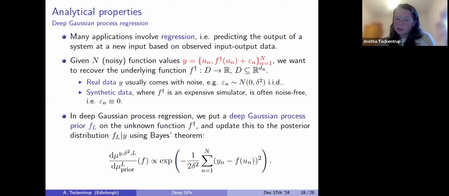In deep Gaussian process regression, the prior that we put on the function is then a deep Gaussian process. And then we can do the same as before: we can use Bayes' theorem to update the prior to a posterior. In this case, the data that we have would be these function values y. So f† here is unknown. We put a deep Gaussian process prior on f†. We condition that prior on this data y, and that gives us a deep Gaussian process posterior, which you can again get from Bayes' theorem.